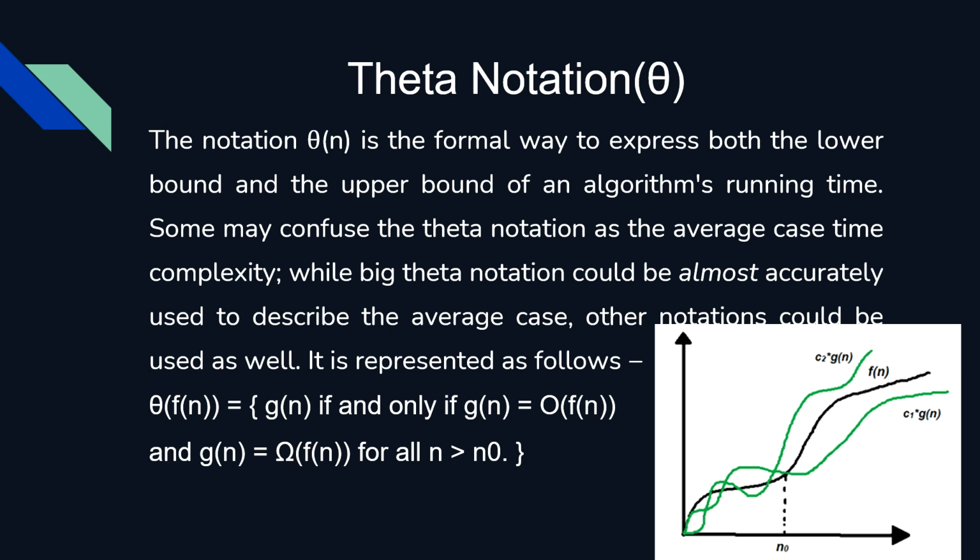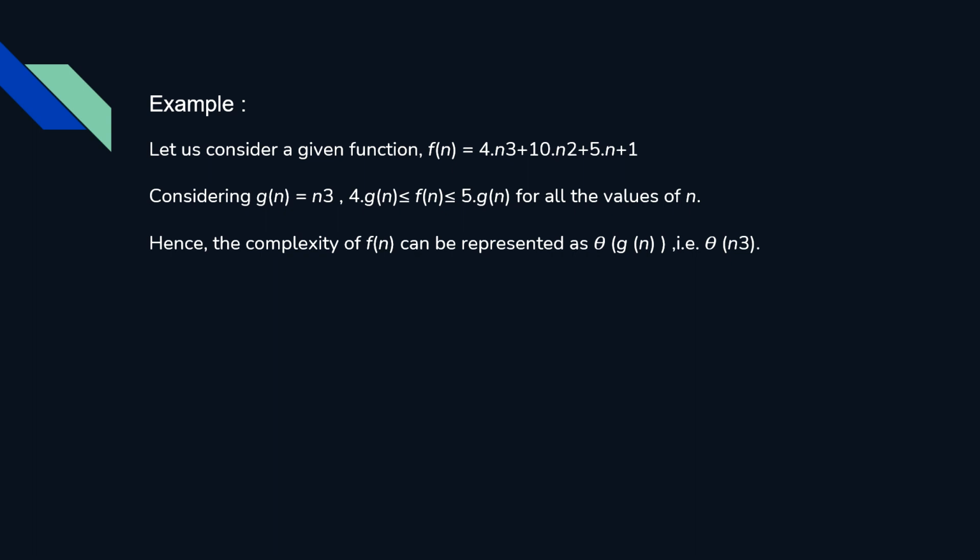Let us go to the image. We see that f(n) is the middle curve, with an upper curve and a lower curve, meaning the upper bound and the lower bound. Let us go to the example. Let us consider a given function f(n) is equal to 4n cube plus 10n square plus 5n plus 1. Here also we know that the term with the greatest power of n is the value of g(n). So we take g(n) equal to n cube.